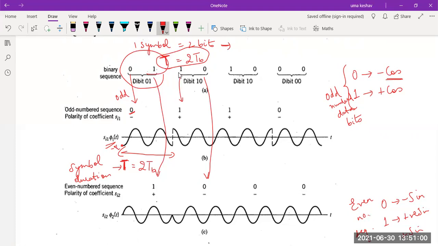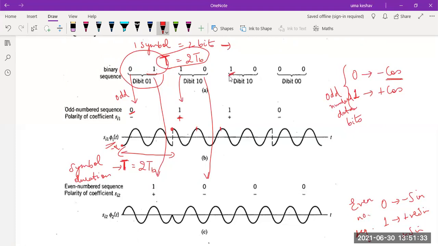In the next dibit pair, the odd value is a 1. So I have to represent it with a positive cosine. If the bit is a 1, I should represent it with a positive cosine. Positive cosine starts at positive maxima, as you can see, and it will continue. We have shown 2 cycles. From here to here, 1 cycle. From here to here, the next cycle. This is the representation for the third bit, which is 1.